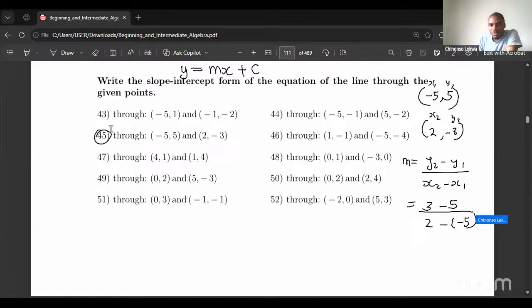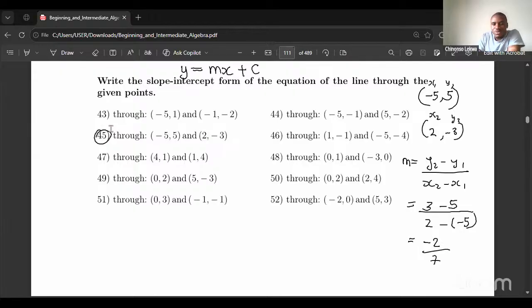Further simplifying this, we'll get negative 3 minus 5, which is negative 8, all over, again, this is going to be negative multiplied by negative, which becomes positive. So that's 2 plus 5, which is 7. So the slope here is negative 8 all over 7.